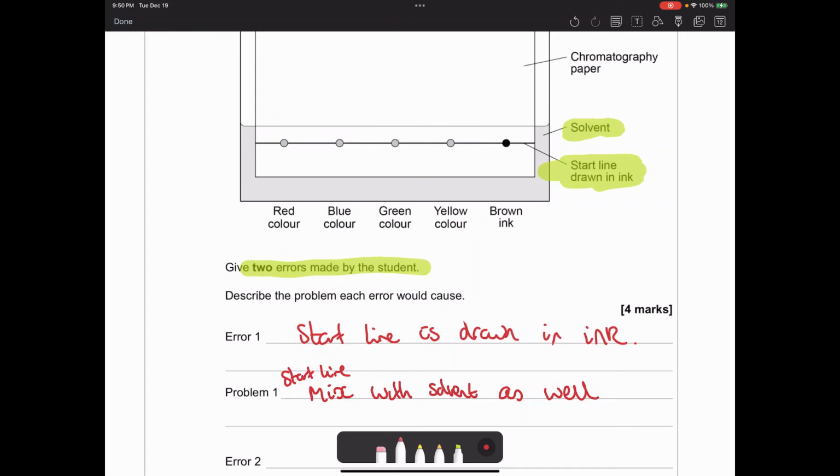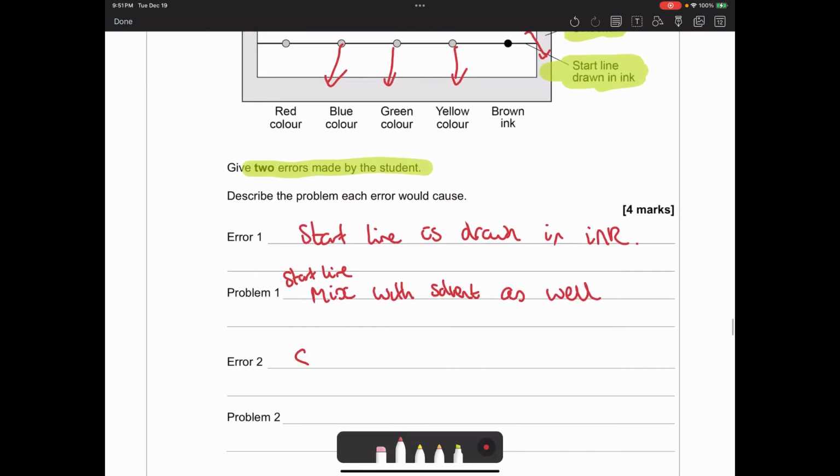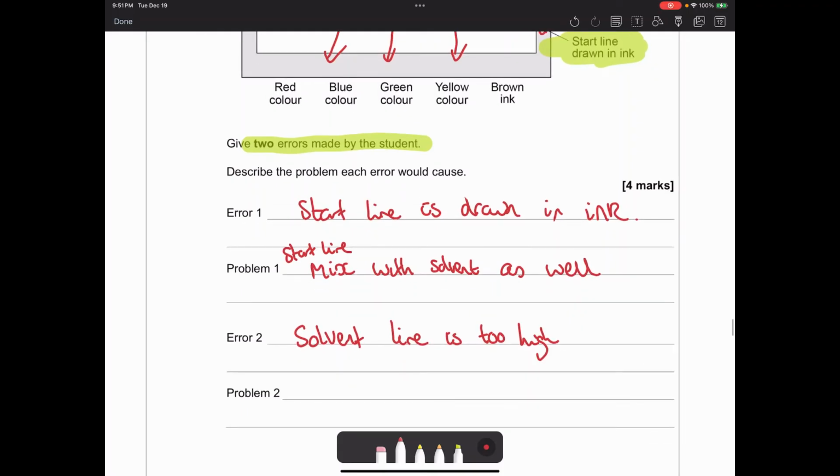Error number 2 is that our solvent front is actually above our start line. So what would happen is that all of the ink would then basically wash off into the liquid, into the solvent, rather than rise up the paper. So error number 2 is the solvent line is too high. And the problem of that is the colours will dissolve into the solvent.